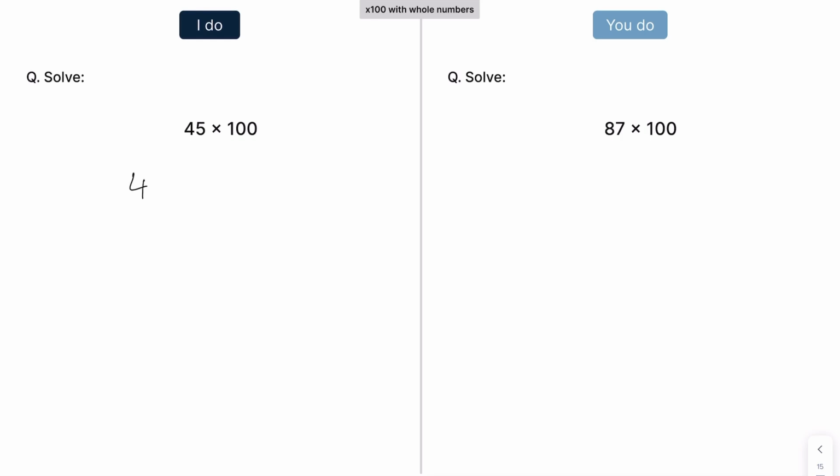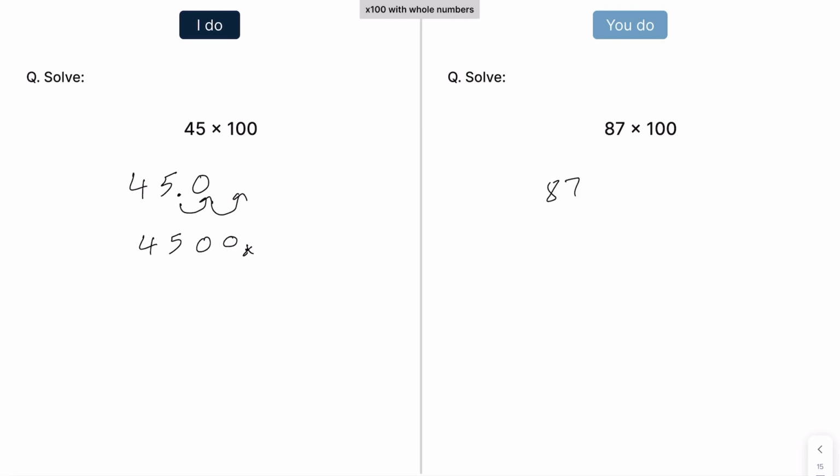Again, 45 is the same as writing 45.0. We're going to hop the decimal twice, so that's once, that's twice, so that's going to be 4500, and the decimal is now at the end. We don't need to write the decimal though. I'm just doing that to show you.